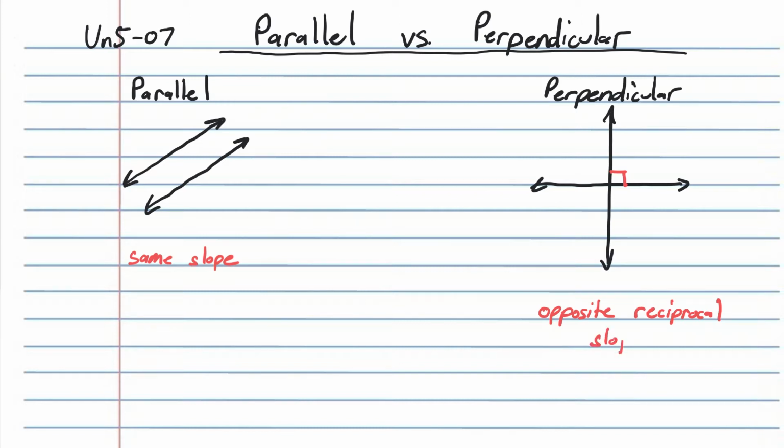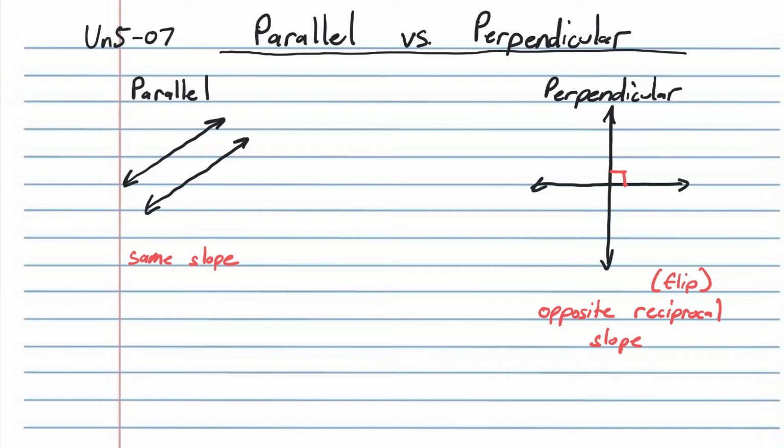Basically, opposite reciprocal is a fancy way of saying we take the opposite of it, so positive becomes negative, negative becomes positive, and the word reciprocal is a fancy way of saying flip. So if one of those lines has a slope of 2, the other line would have a slope of, flip that 2 upside down, would be 1/2, and make it a negative, so negative 1/2.